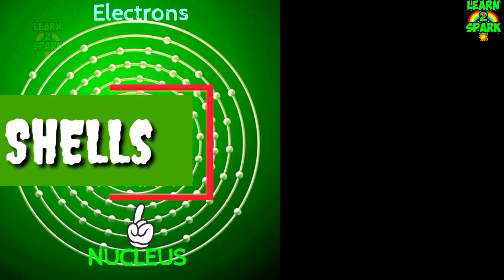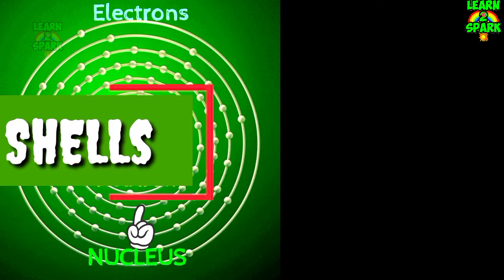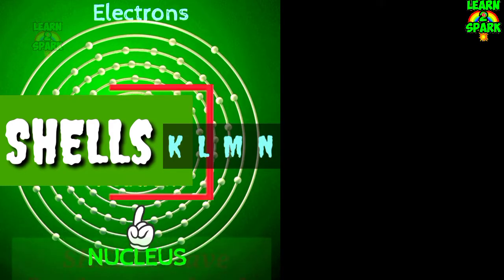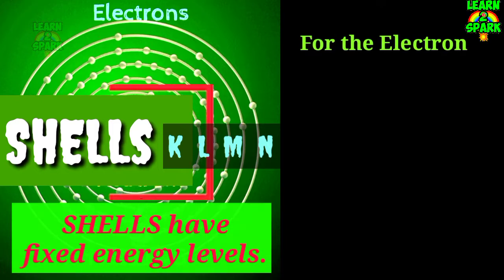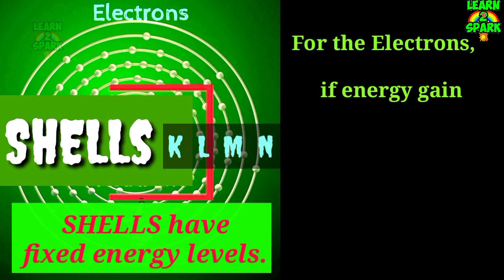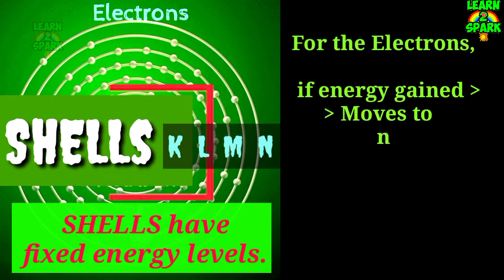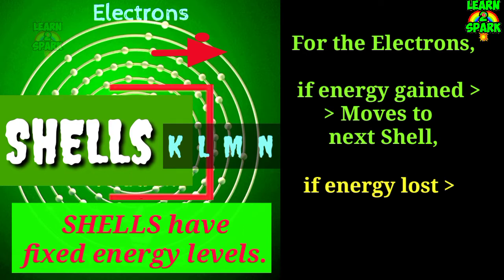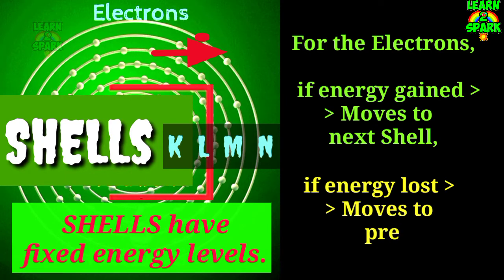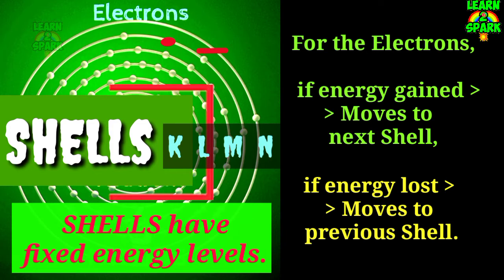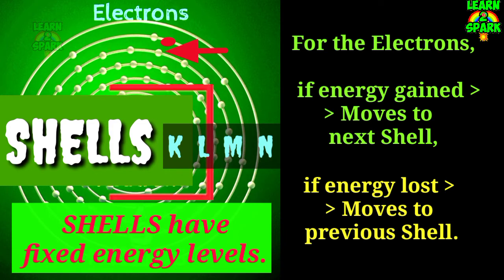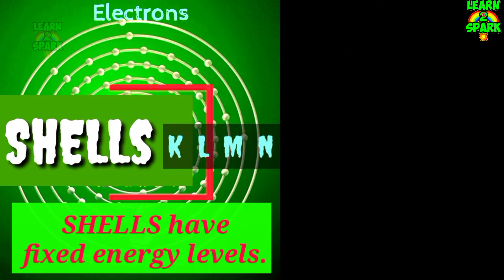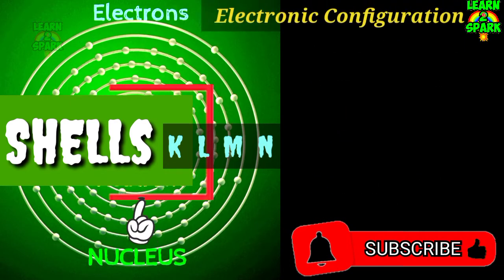Shells or orbits are being represented by the alphabets K, L, M, N. Shells have fixed energy levels. So, if electrons gain more energy, it tends to move to the next shell, like this. Similarly, if energy is lost by the electron, it moves to the previous shell, like this. In this way, the total energy of the shells remains constant. Now, let's talk about the electronic configurations in details.